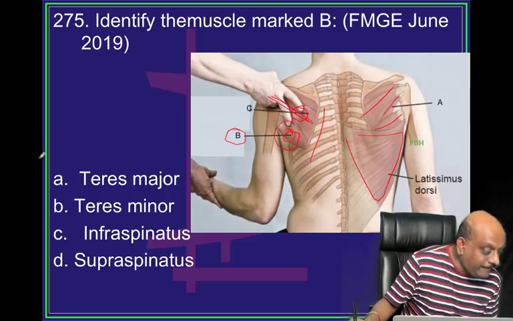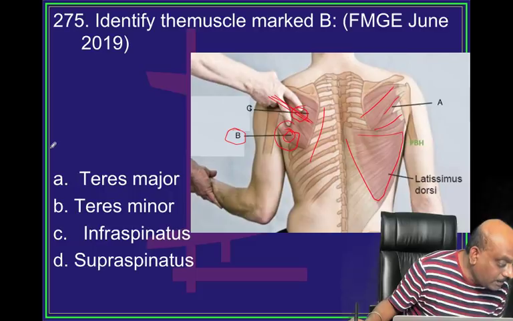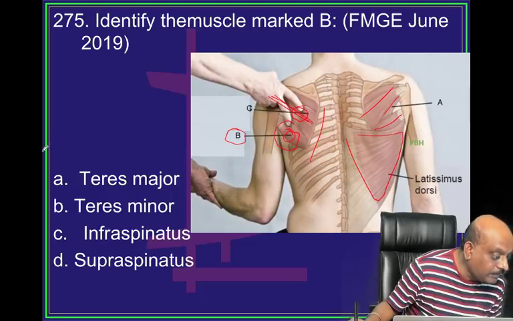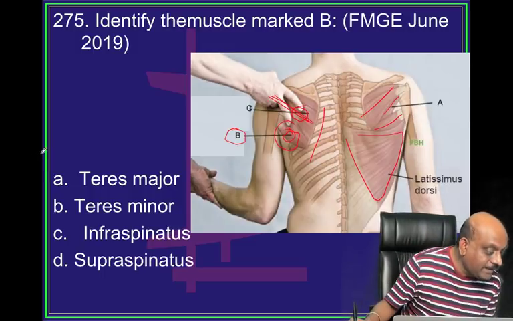Anisha is proposing infraspinatus. Sarah is proposing teres minor. Then Deepika is also proposing infraspinatus. Excellent, doctor.